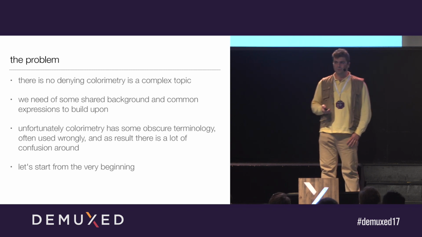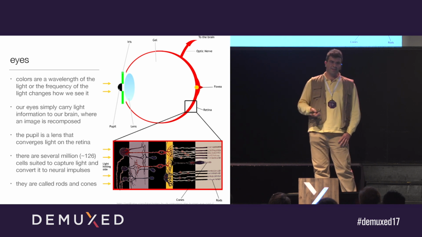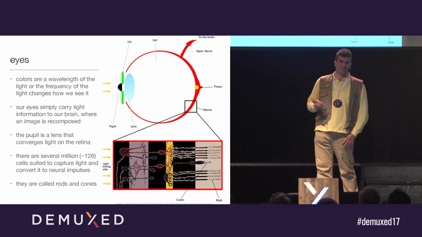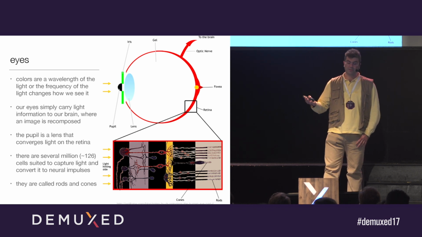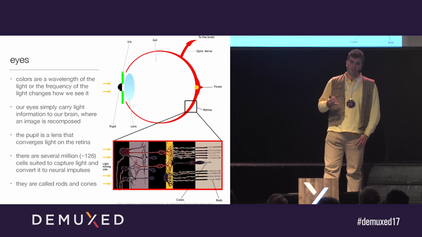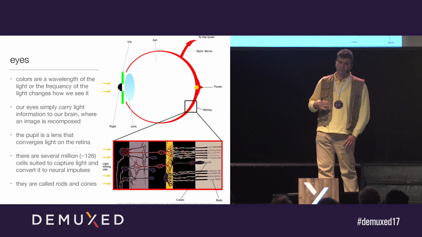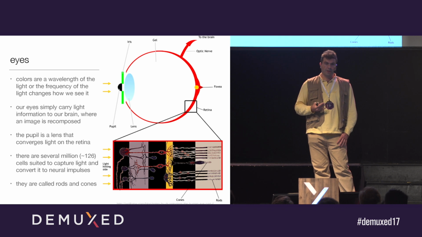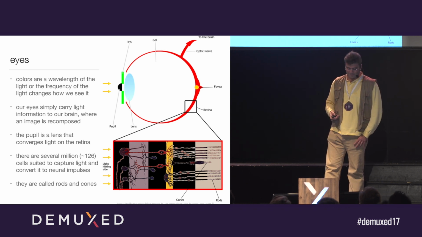So my approach to explain colorimetry is to start from the very beginning, how the eye works. The eye is a marvelous machine that has a single job: to convert the light that we perceive from outside into neural impulses. And it does so by focusing the light through the pupil onto the retina, which is a surface of cells called cones and rods that are designed to capture light or color.